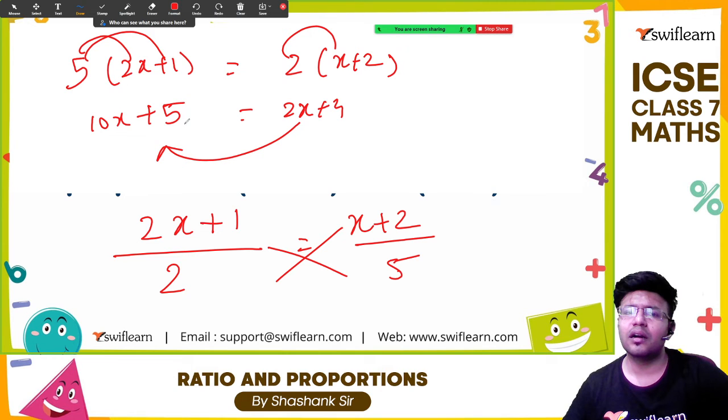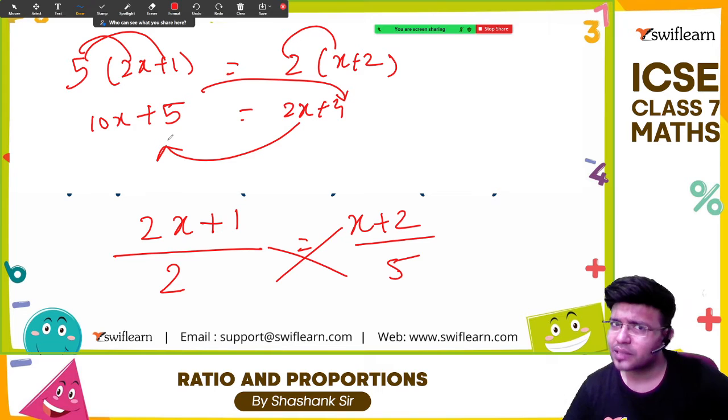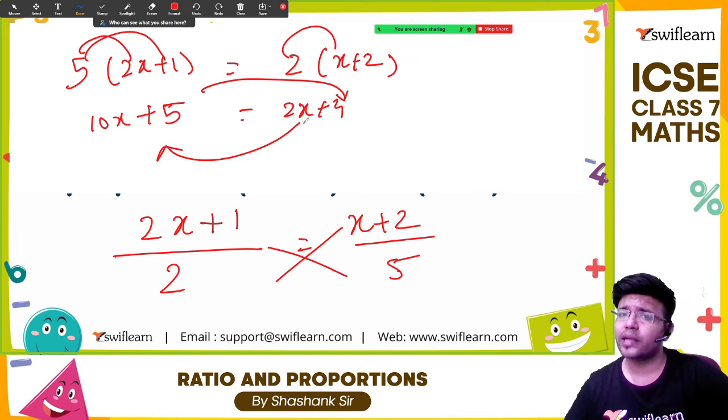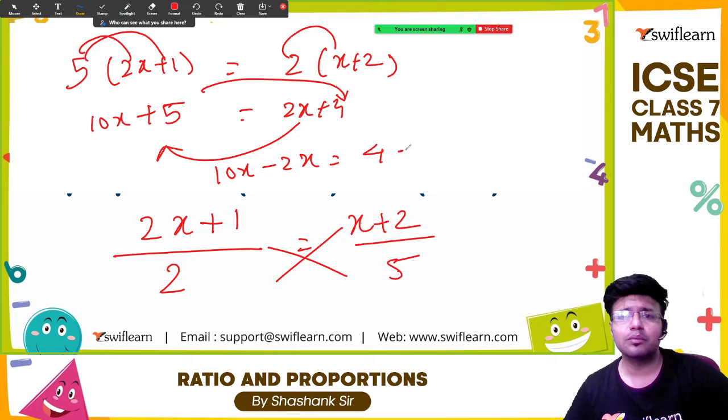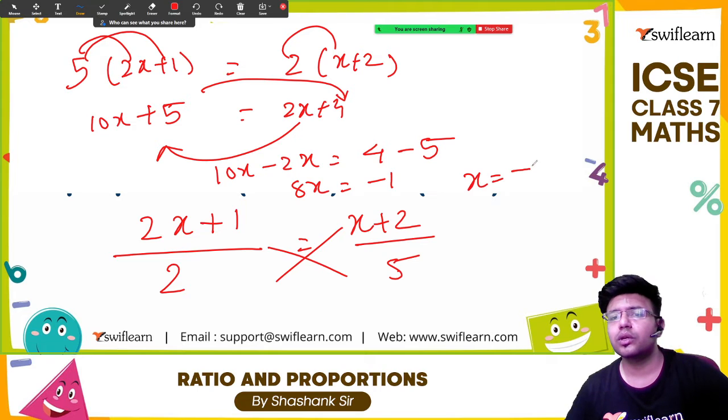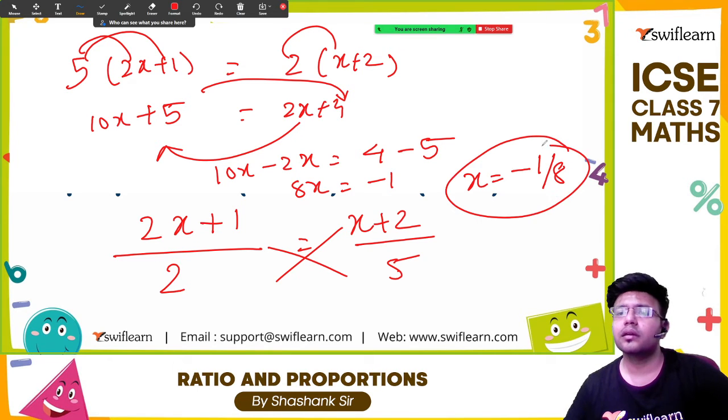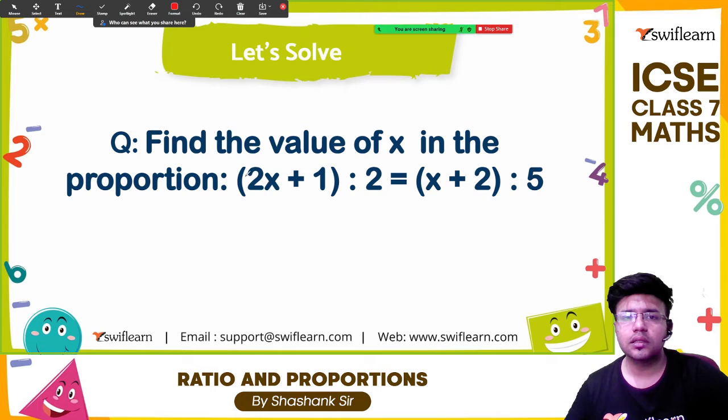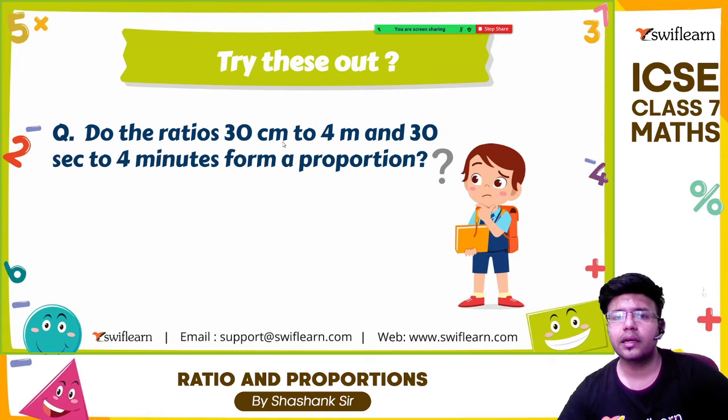Take unknown terms on one side, known terms on one side, variables on one side, constants on one side. So 2x transposed, plus 2x, if it comes this side, it's minus 2x. So 10x minus 2x is equal to 4 minus 5. 8x is equal to minus 1, x is equal to minus 1 by 8. This is the answer. Find the value of x. x is minus 1 by 8.